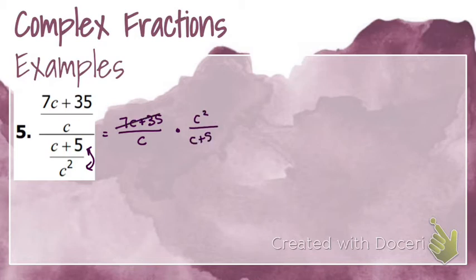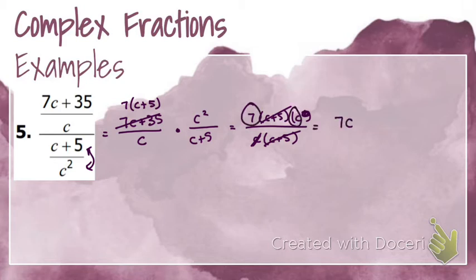Now, 7c plus 35 can be reduced to 7 times c plus 5. So this is going to give us 7 times c plus 5 times c squared over c times c plus 5. C plus 5s will cancel. C squared over c. This c will go away, and c squared will just become c. And if we look, all we're left with is 7 and c. And that's your answer.